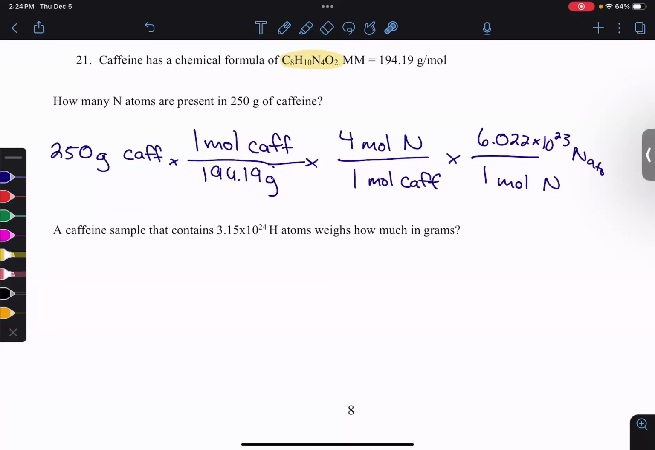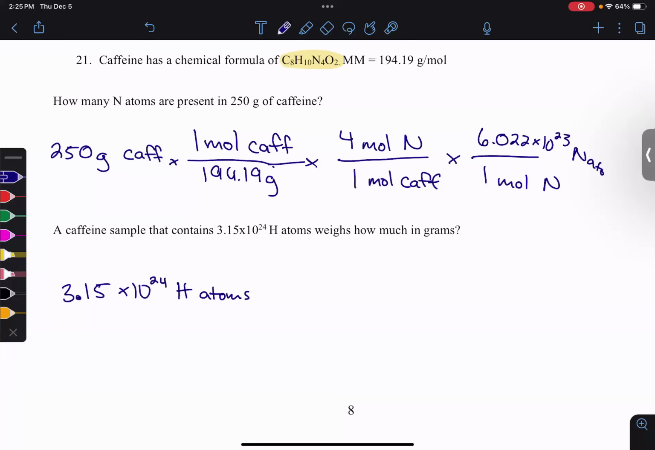So let's just work through it. We're going to use that same strategy. So we have a caffeine sample, but this time I'm telling you it contains this many hydrogen atoms. How much does the caffeine sample weigh in total? So I'm starting with hydrogen atoms.